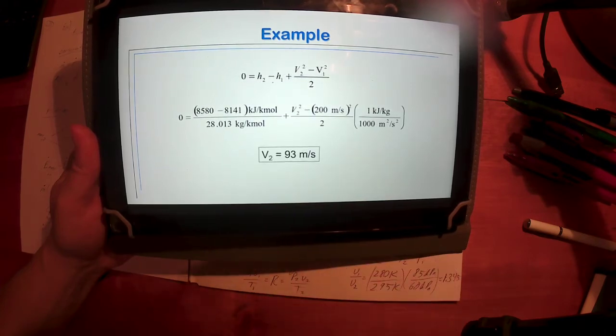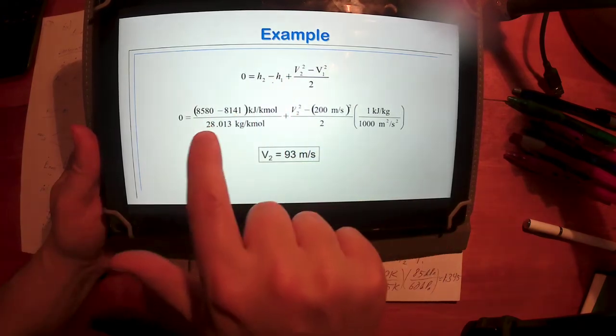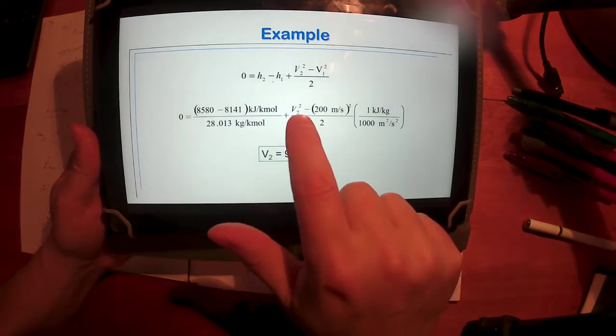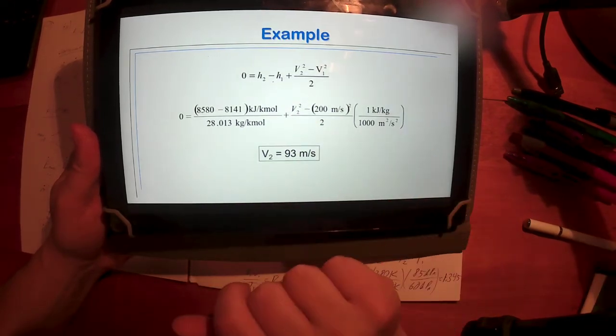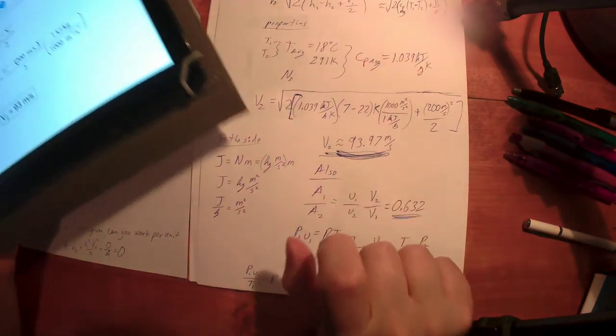Right? So it looks like this. Similar to what we had. Right? Here's how they're quantifying their delta H. Okay? Kinetic energy. Solve for V2. Solve it down. They're getting about 93 meters per second. We got right around 94. So honestly, this is okay.